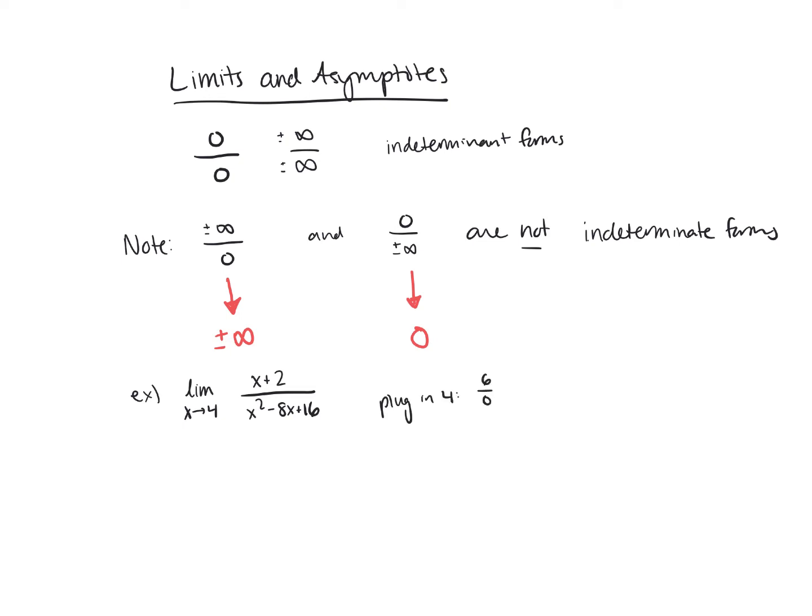So our numerator, as x gets closer to 4, is getting closer to 6, and our denominator is approaching 0. And so we're taking a number close to 6 and dividing it by a smaller and smaller number, which is the same as multiplying it by a bigger and bigger number. So what's happening to the values of this function is that they're growing and they're approaching infinity. And on the graph, what that's going to look like is a vertical asymptote.